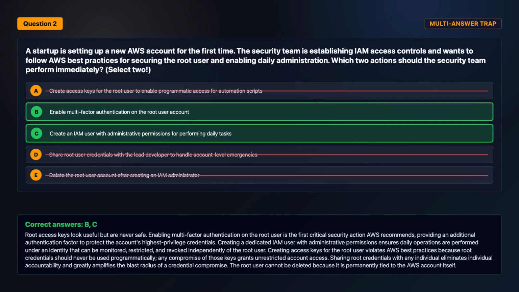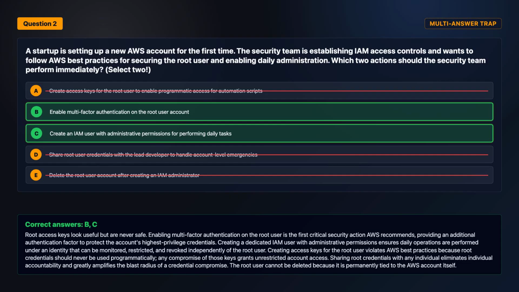The correct answers are option B and option C. Root access keys look useful but are never safe. Enabling multi-factor authentication on the root user is the first critical security action AWS recommends, providing an additional authentication factor to protect the account's highest privilege credentials.